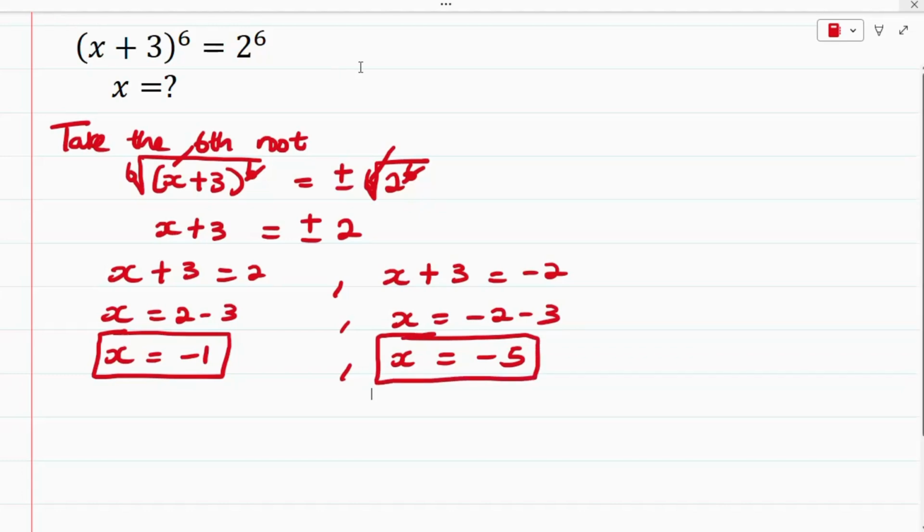Now doing this method right here simply implies that you have been able to find the real roots of the solution. Now because this is raised to the power of 6, originally this equation is going to have 6 answers. All right, it's going to have 6 values of x. So I'm going to share with you how you can get the other values of x right here. So guys, let's get started.